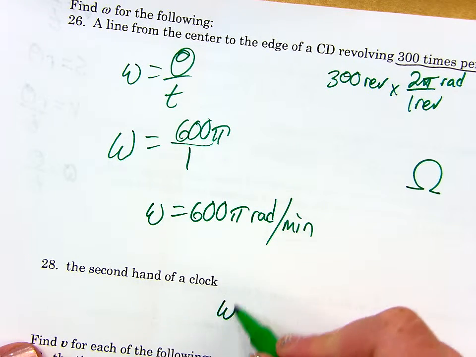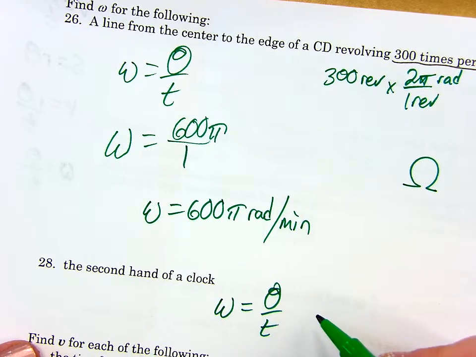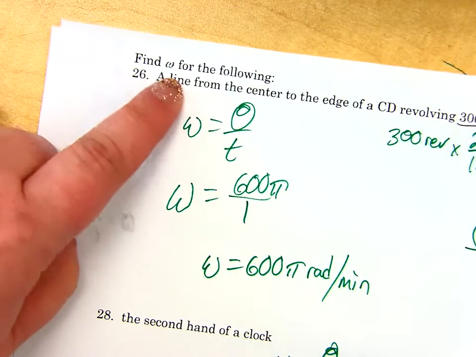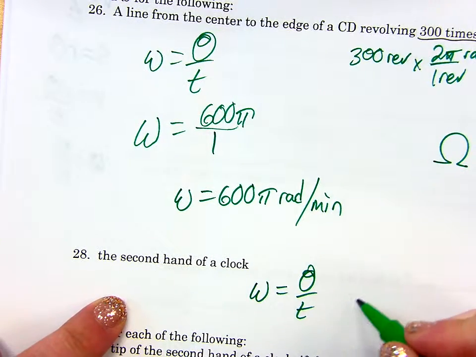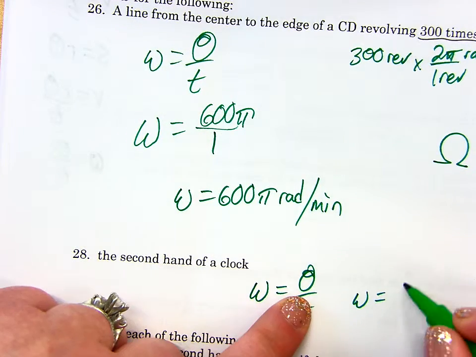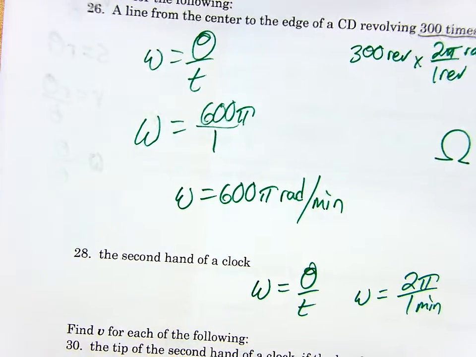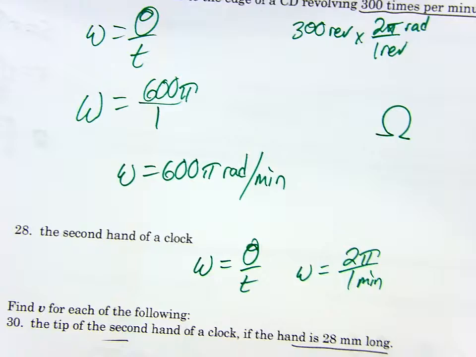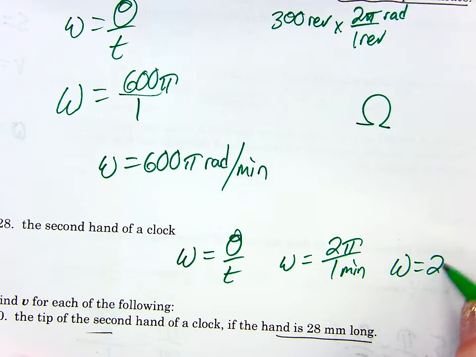I mean, you can use the formula, right? The question is: find omega for the second hand of a clock. So omega is, it's turning 2 pi radians in 1 minute. So that's its speed, 2 pi radians per minute. Angular speed, 2 pi radians per minute.